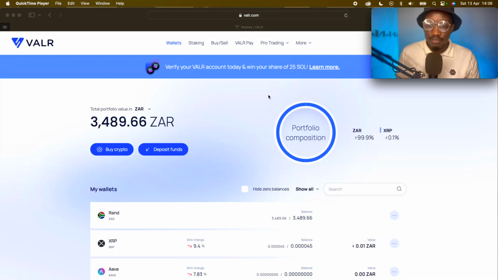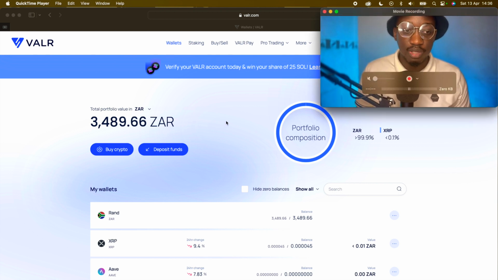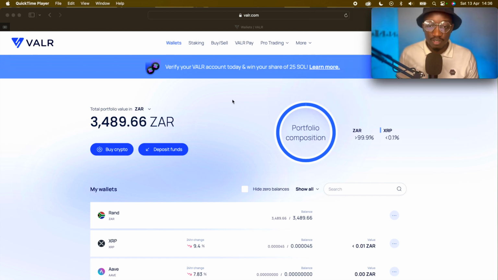So we already know that Valr Crypto Exchange is a local crypto exchange that we use to buy and sell cryptocurrencies here in South Africa, but it doesn't really matter whether you are anywhere else in the world. As long as Valr Crypto Exchange supports your country, then you're good to go. But the first thing you need to do is create an account, and the link is going to be in the description below as well. Once you create an account, you're going to have to fund your account, and to do that, it's very easy. You can either deposit using bank transfer or send crypto straight to your Valr wallet.